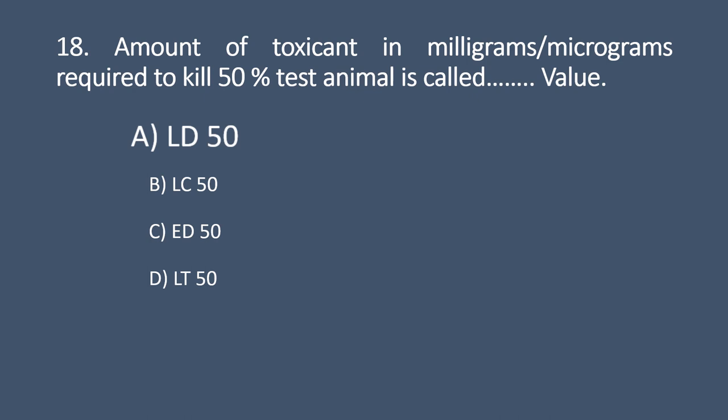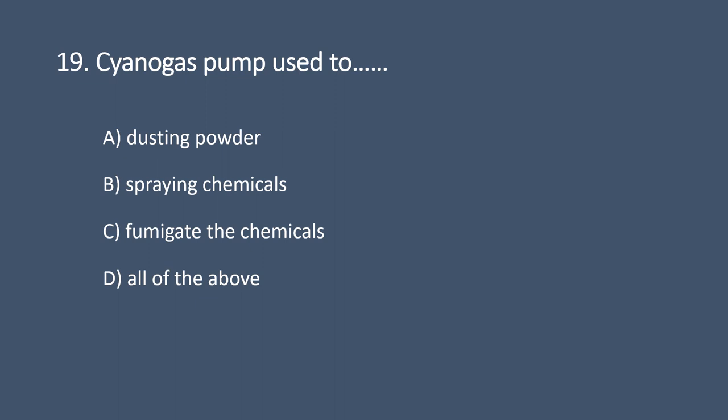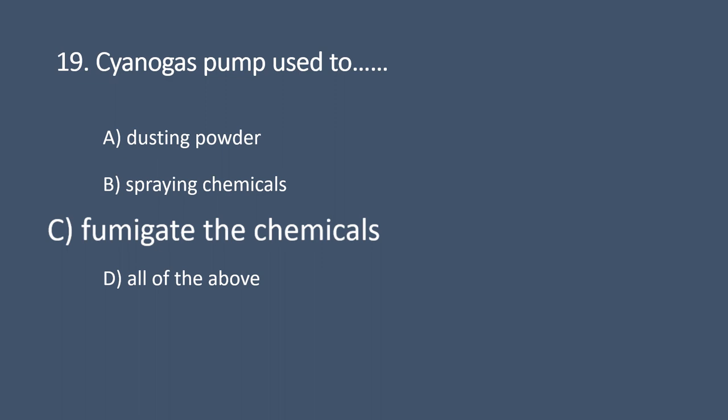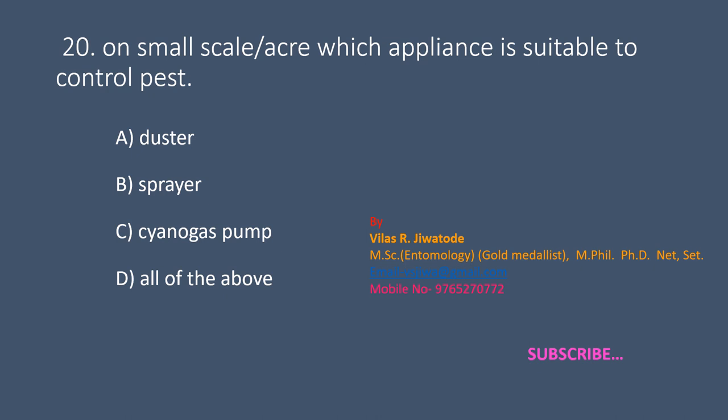Then cyanogas pump is used to, options are dusting powder, spraying chemicals, fumigating the chemicals, and all of the above. Here the correct option is fumigating the chemicals. We know calcium cyanide, sodium cyanide, we can fumigate these chemicals by using the cyanogas pump. Next, on small scale, on a small acre, which appliance is suitable to control pest? Options are duster, sprayer, cyanogas pump, and all of the above. On a small scale, on a small place, if we want to control the insect pest population, or a non-insect pest population like rats, bandicoots, we use the cyanogas pump. Correct option is cyanogas pump.